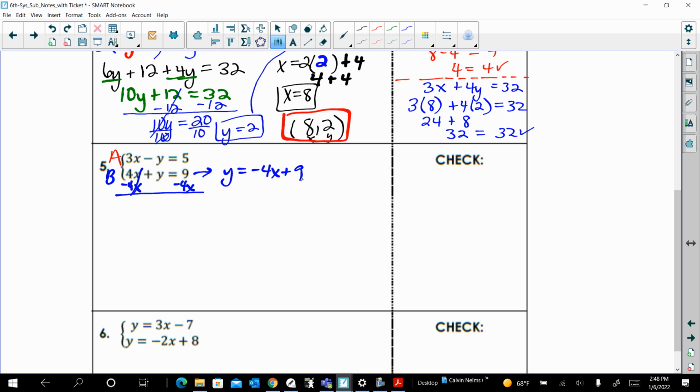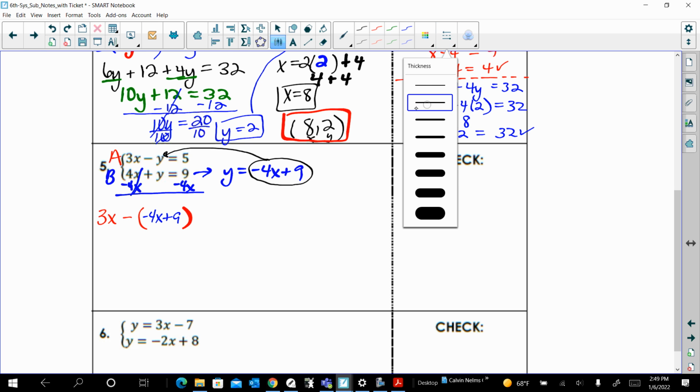Now that I have the variable isolated, I can take the value, or the expression they have for this y, which is this negative 4x, circle that. And that is going to get substituted into the original equation A for y. So to do substitution, you have to use parentheses. So when I write this out, you would have 3x minus parentheses. Inside the parentheses would be the negative 4x plus 9. Close the parentheses.